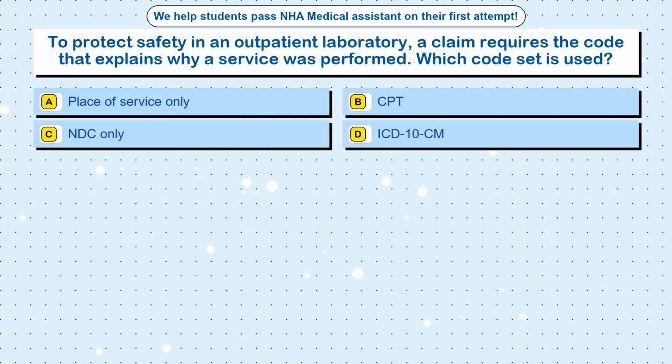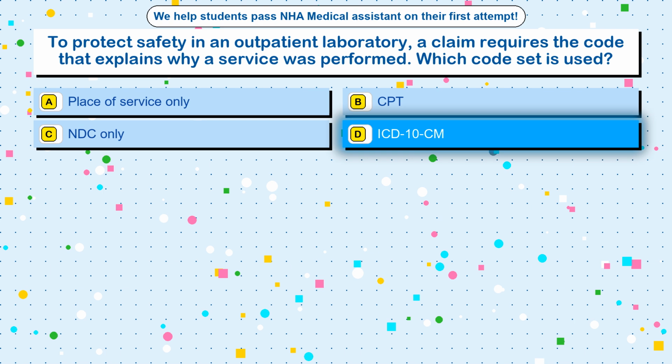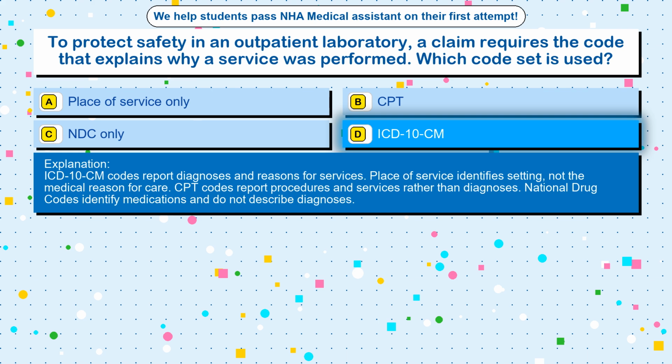Question 94. To protect safety in an outpatient laboratory, a claim requires the code that explains why a service was performed. Which code set is used? Option A, place of service only. Option B, CPT. Option C, NDC only. Option D, ICD-10-CM. The correct answer is option D, ICD-10-CM. ICD-10-CM codes report diagnoses and reasons for services.